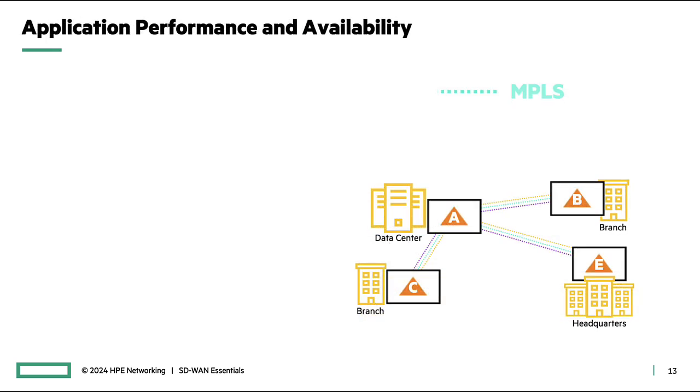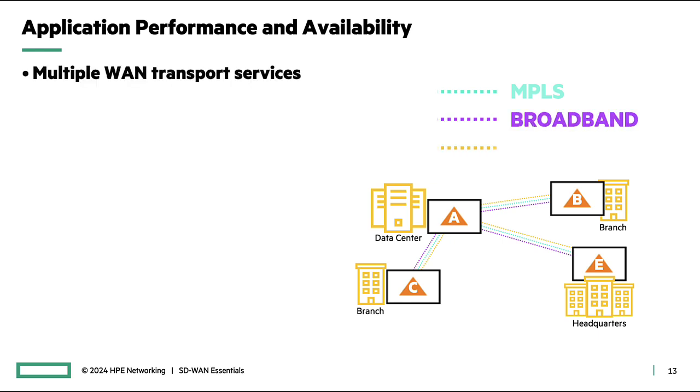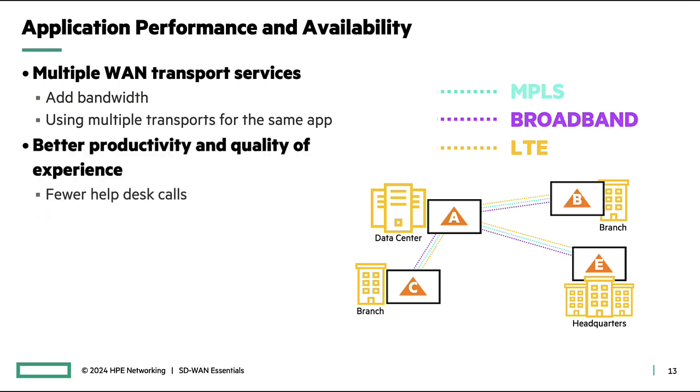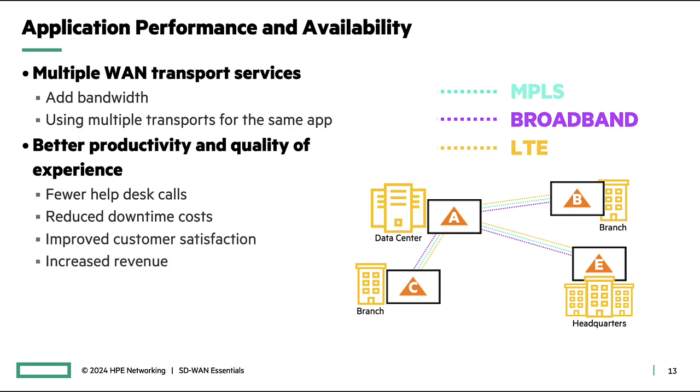The SD-WAN enables the use of multiple WAN transport services like MPLS, broadband, and LTE. Some more advanced SD-WAN platforms enable use of multiple transports, even to carry traffic for a single session, like a phone call, video conference, or business transaction. Adding bandwidth can increase the performance of an application. Using multiple transport services for the same app improves availability because even if the one transport service fails, the remaining ones continue to carry the application session. The business keeps running, uninterrupted. Now this means better productivity and a better quality of experience for both employees and their customers.